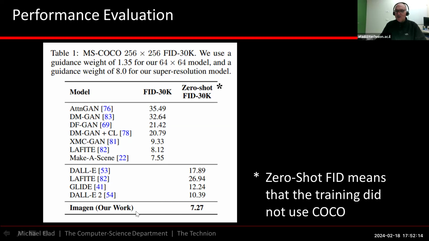As you can see, Imagen gives an FID of 7.27, which is way better than DALL-E 2 and way better than GLIDE. And God knows how Stable Diffusion fits into this table. Maybe the paper itself shows it. So this is the FID part.